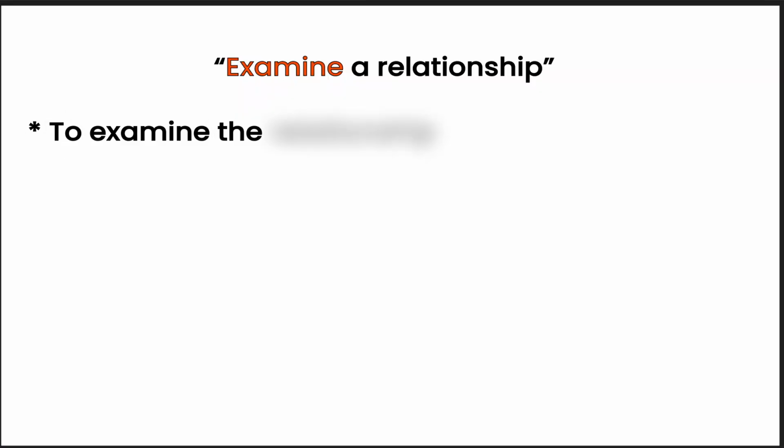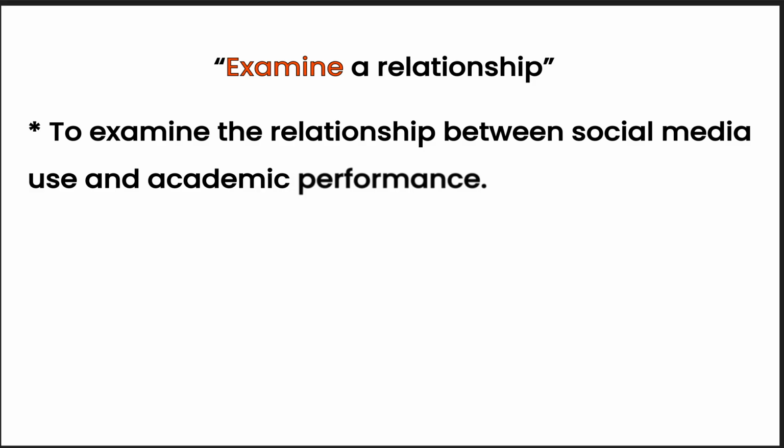The first way examine is used is to examine a relationship. For example, a research objective can be to examine the relationship between social media use and academic performance. Remember we spoke about relationship earlier, so you want to know, are they connected? Does the use of social media increase or decrease academic performance? And remember the analysis I said you will use earlier is correlation analysis. We also have the common use of examine in research objective, which is to examine an effect or influence.